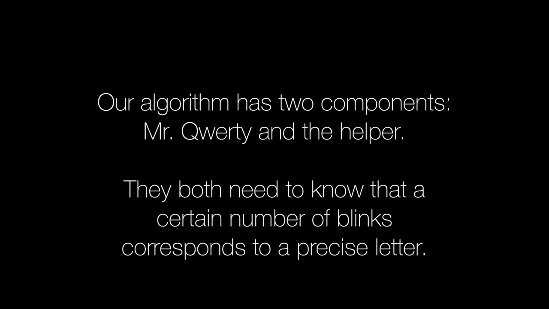Okay. Our algorithm has two components, Mr. QWERTY and the helper, say the doctor, okay? They both need to know that a certain number of blinks corresponds to a precise letter. This is needed, right? You need, as a helper, to know that if you see two blinks, that's the letter B, okay? And also Mr. QWERTY needs to know that.